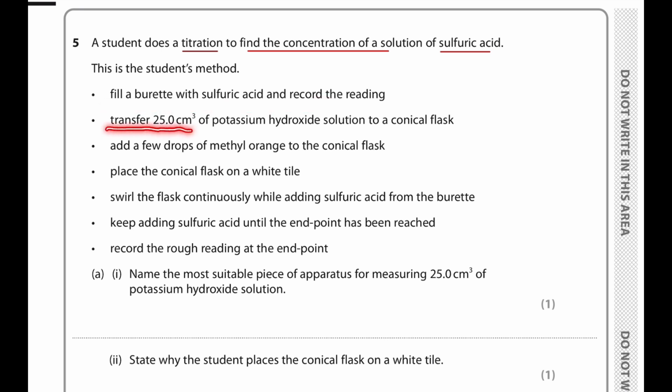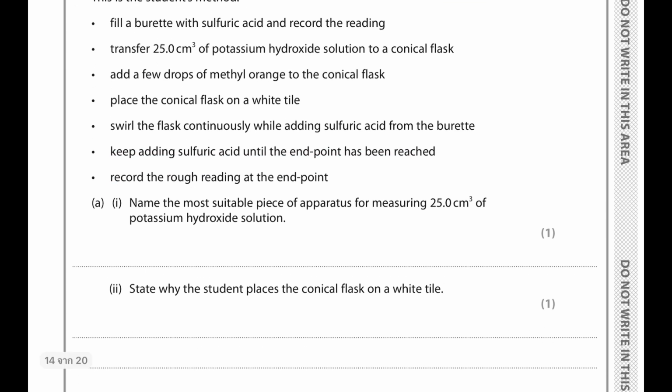Transfer 25 cm cube of potassium hydroxide solution to a conical flask. Add a few drops of methyl orange to the conical flask. Place the conical flask on a white tile. Then swirl the flask continuously while adding sulfuric acid from the burette. Keep adding sulfuric acid until the endpoint has been reached. Record the rough reading at the endpoint.